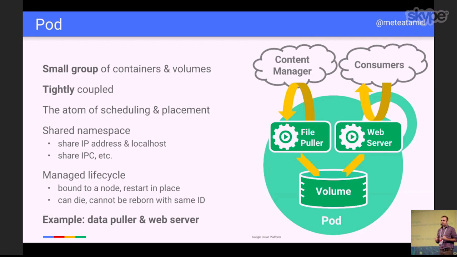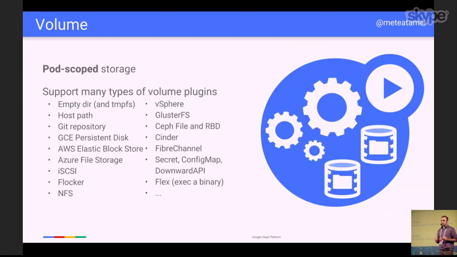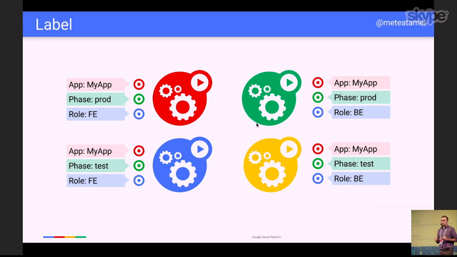And as I mentioned, the volume is your storage for containers. They are pod scope storage, and they can be pretty much anything. So you can have a volume that attaches to a persistent disk or Elastic Block Store or Azure file storage. So they're very flexible in terms of what you can attach to a volume. So that's pods and volumes.